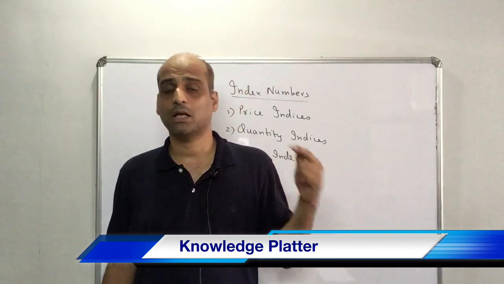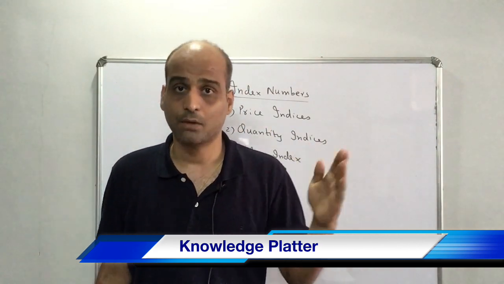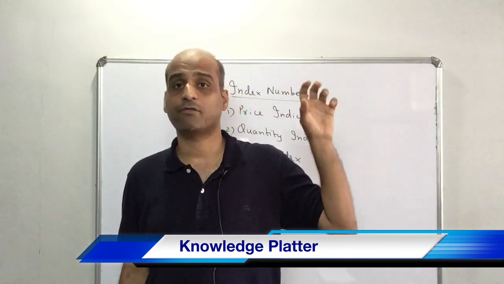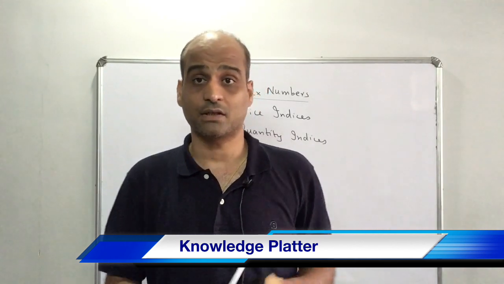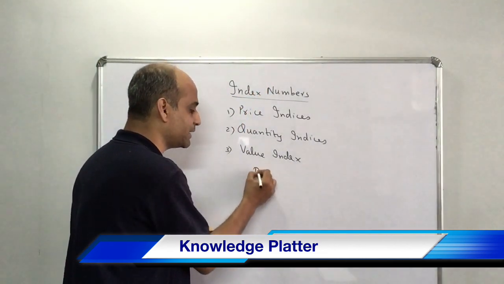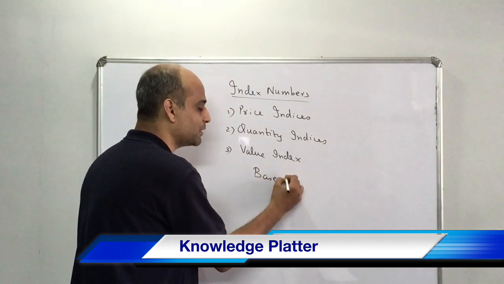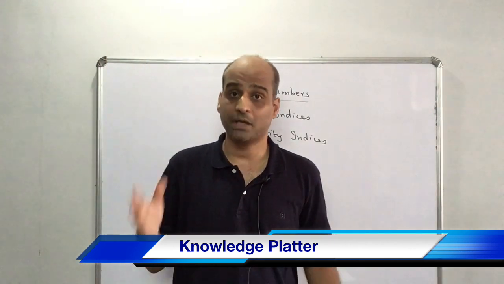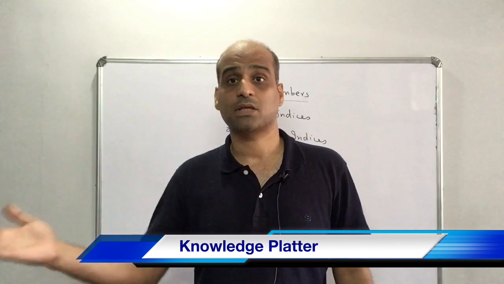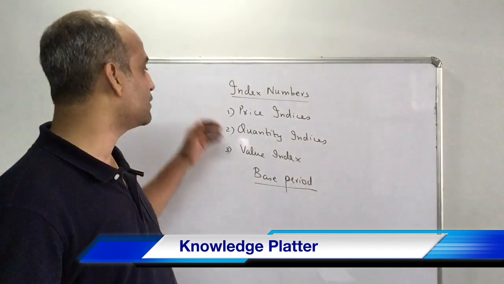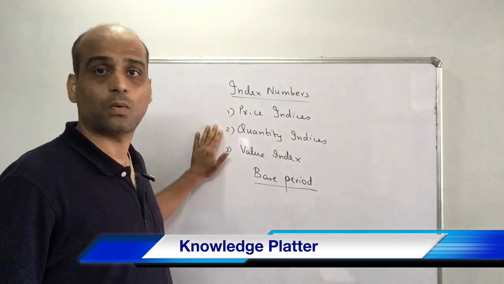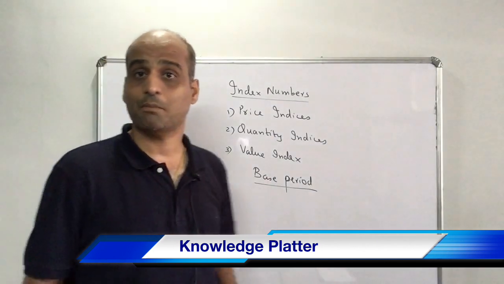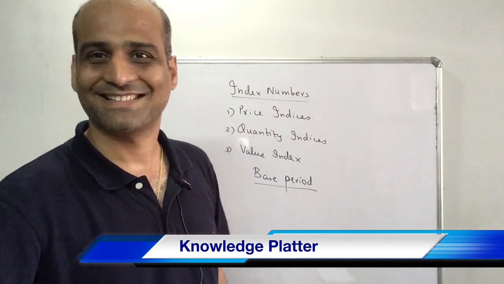Okay, now as we are talking again and again, we are basically comparing, right? We are comparing the current values with some reference value or a reference period. That reference period of comparison is called the base period. So please remember, the reference period, we call it the base period. So how do we define a base period? It is a period with which all the other periods are compared. So these are the three types of index numbers: the price indices, the quantity indices and the value index. And remember, base period is nothing but the reference period.